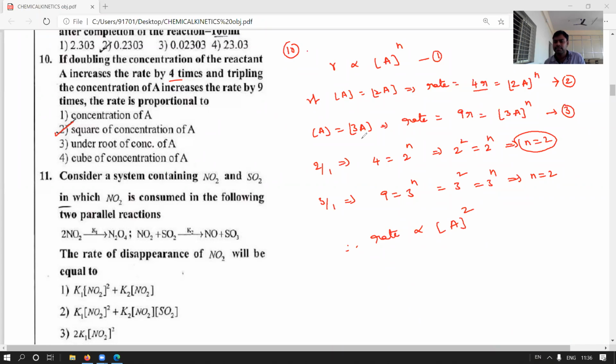If the concentration is increased by 3 times, then the rate is increased by 9 times, which means n is equal to 2. N equal to 2 means the rate of reaction is directly proportional to the square of the concentration of A.